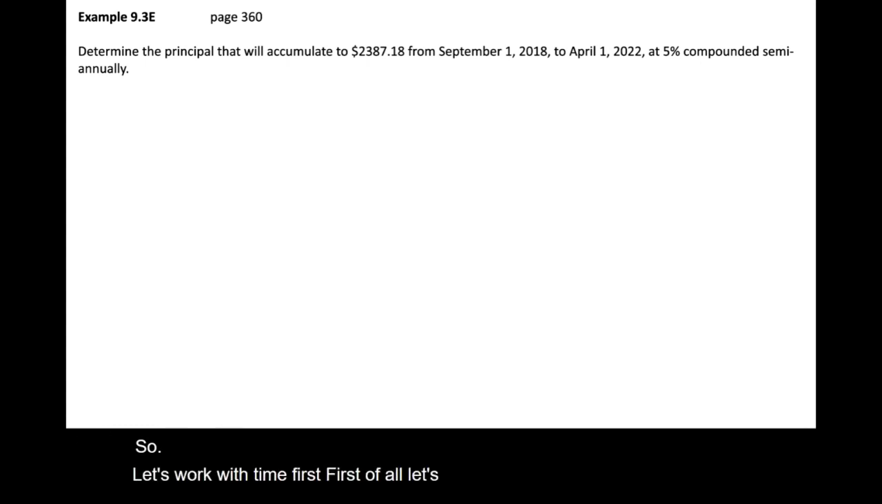Okay, so let's work with time first. First of all, let's write down what is given, right? So future value is 238718. Date 1 is September 1, 2018. Date 2 is April 1, 2022. And I have J2 is 5%.